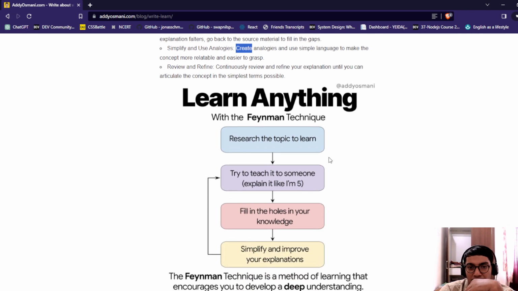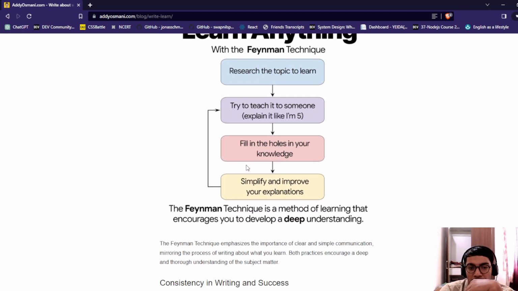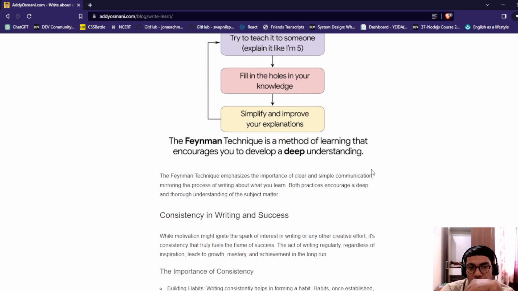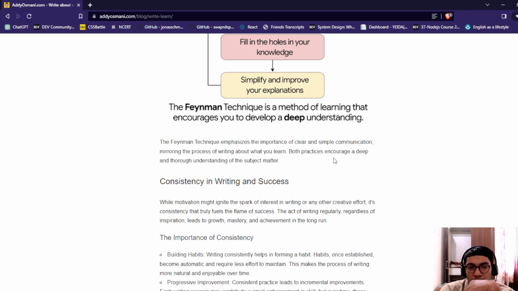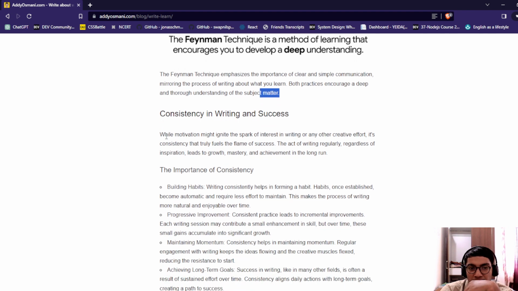Learn anything with the Feynman technique. The technique emphasizes the importance of clear and simple communication, mirroring the process of writing about what you learn. Both practices encourage a deep and thorough understanding of the subject matter.